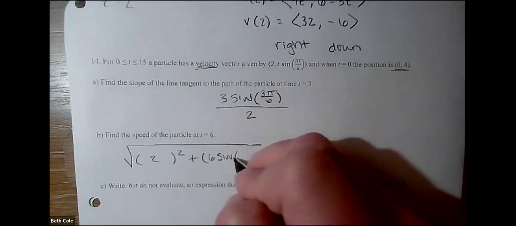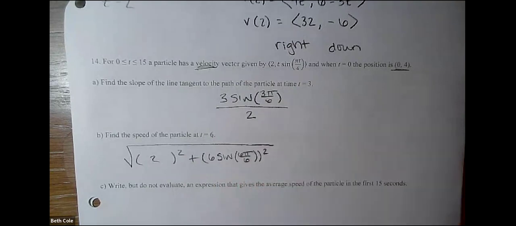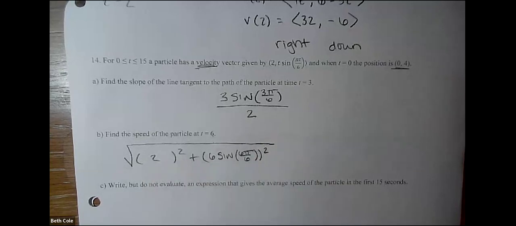Sine of 6 pi over 6, which would just be pi, but you don't have to simplify this. And I recommend you don't. Just leave it alone, right? Set it up blank, though, so that you don't forget the squares. And that is literally it.